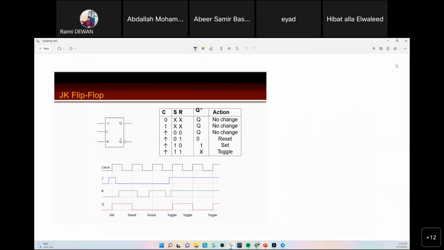For the JK flip-flop, if you want to see the characteristic table, we have inputs J and K, and because there are two, we have 0 0, 0 1, 1 0 and 1 1.